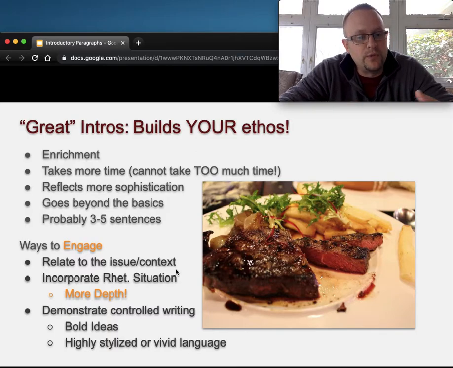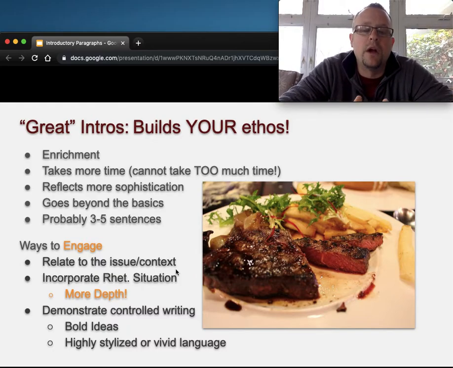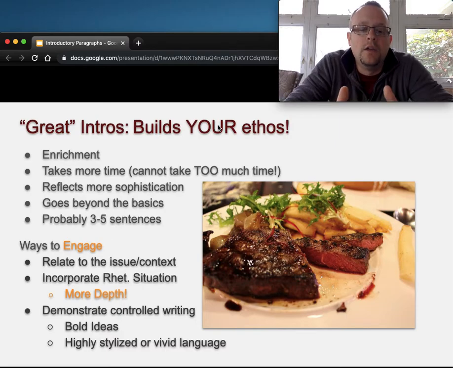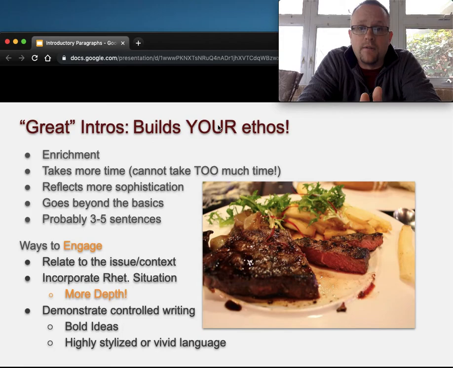Great intros, which we've already talked about, are going to have that enrichment. It's going to take more time, can't take too much time, as we said, but you're going to be reflecting more sophistication, going beyond the basics, and you're writing more sentences, probably more in that 4, 5, 6, 7 sentence way. And by doing a great intro early on, it can help build your ethos, your credibility as a writer, your knowledge. They recognize that you are picking up on some things that other writers and readers of that passage, speech, prompt, whatever, may not.